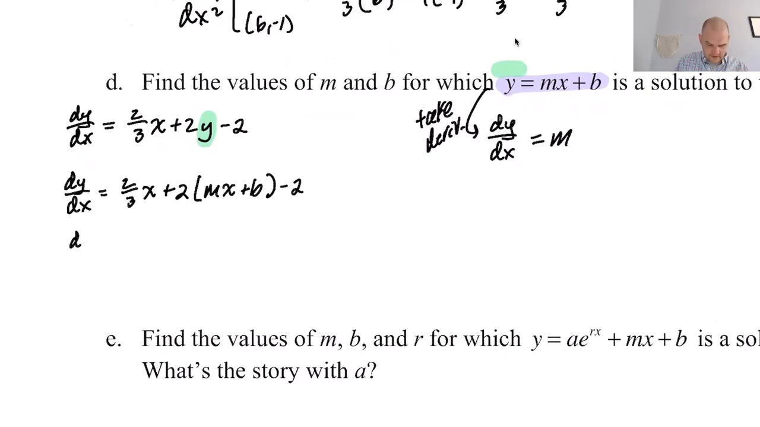So dy/dx is, what is the coefficient of x? There's 2/3 x and there's 2mx. So the coefficient of x overall is 2/3 plus 2m, and then that's times x. Now, how about the constant? There's a 2b and a minus 2. So I'm going to say plus 2b minus 2.